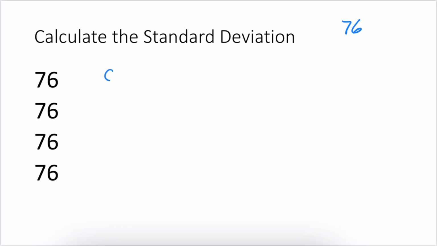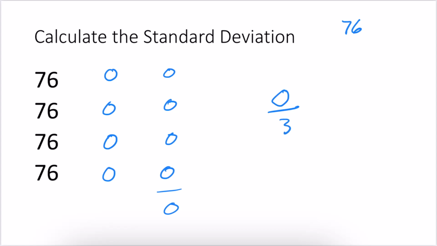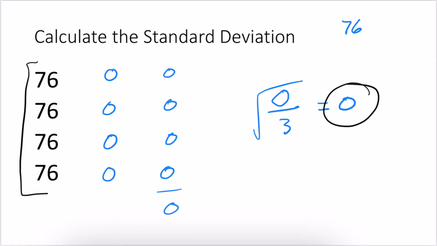When I find the deviations, each one of these numbers is 0 away from the mean because 76 minus 76 is 0. When I square those, I'm going to get zeros. And when I add them all up, I get 0. And then I'll do 0 divided by 3 because I had 4 data points. And when I square root that, 0 divided by 3 is 0, and the square root of that equals 0. And so if you have a standard deviation that's 0, what that means is that all of the numbers are the same as the mean. So 0 is the smallest standard deviation that you could get. And these next 2 examples will show how bigger standard deviations correlate with bigger deviations.